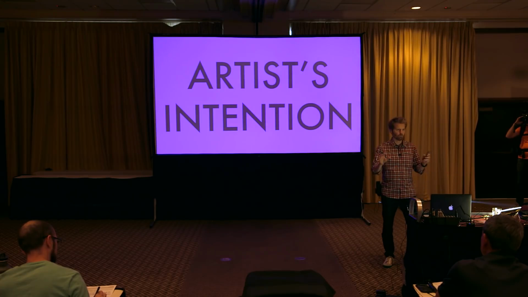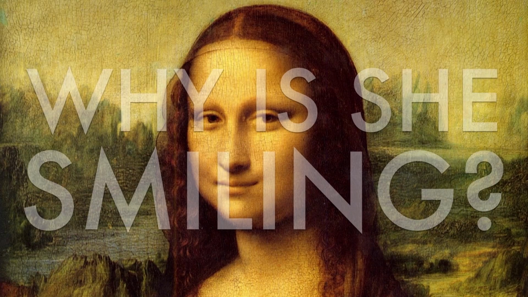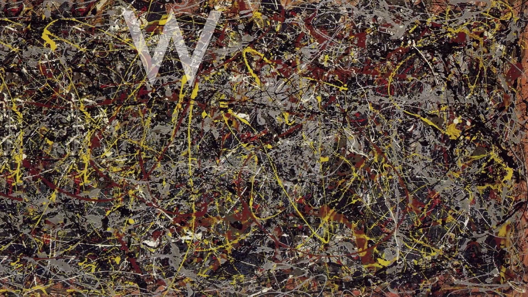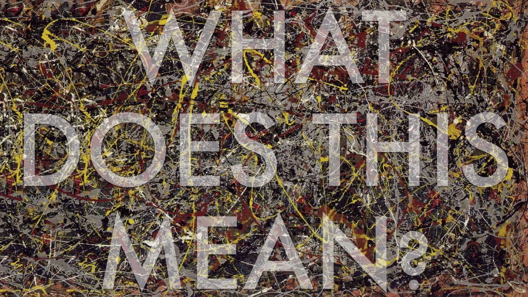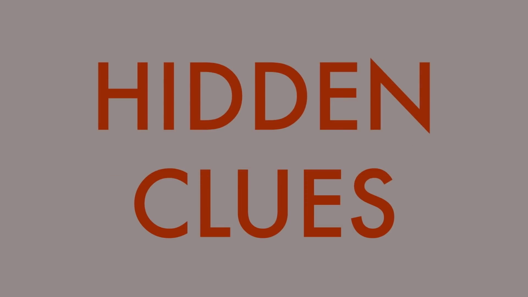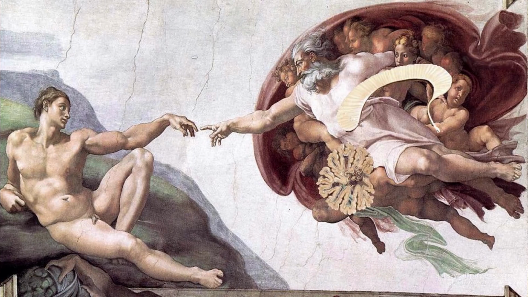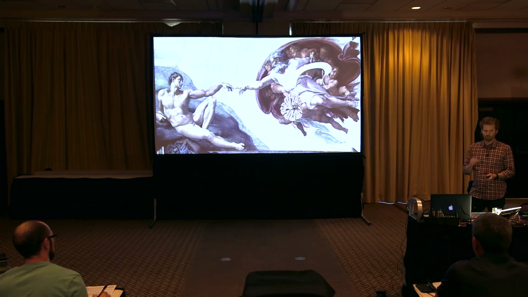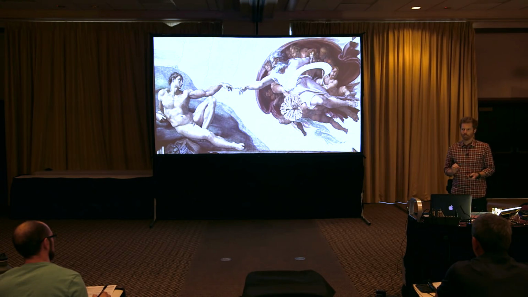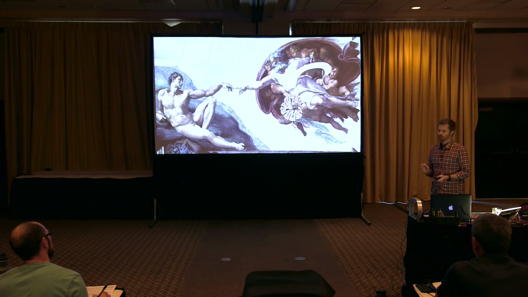It's existed long before film. You know, why is she smiling? What's the answer? Why is this guy screaming? What the hell does this mean? What is this? You know, some artists leave behind hidden clues as to what they might have meant. This is one of the most famous paintings of all time, The Creation of Adam by Michelangelo. And he's left you a very big clue in this painting as to what he might have meant.